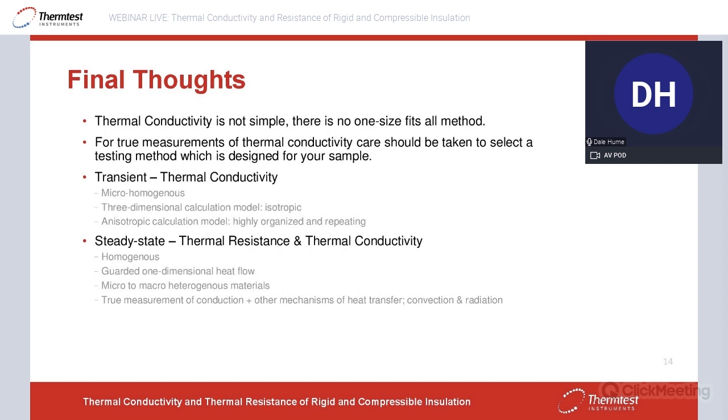Steady state is more robust for measuring heterogeneous materials, micro to macro types. Of course, it can measure homogeneous, but it's more robust for heterogeneous. It gives true measurement of conduction and other modes of heat transfer, for low density materials. That's why this is the go-to method for looking at insulative materials over a large thermal conductivity range, which are very porous. And of course, those are going to have other modes of heat transfer. So this is the go-to method for those types of materials.